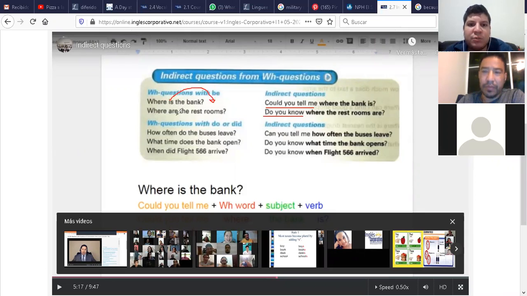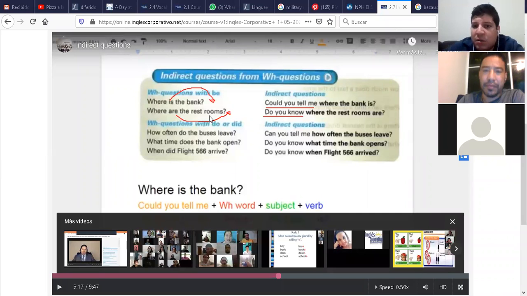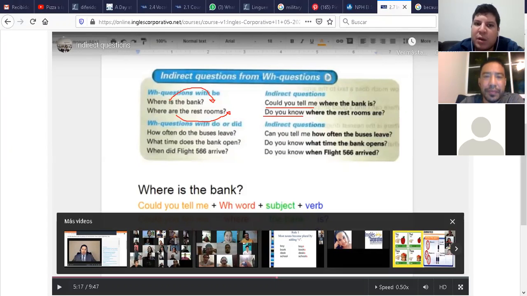Where are the restrooms? This is a direct question. Where are the restrooms? So that's pretty much the only difference in this structure. Do you know where the restrooms are? Now let's go ahead and transform some direct questions into indirect questions using the verb to be.